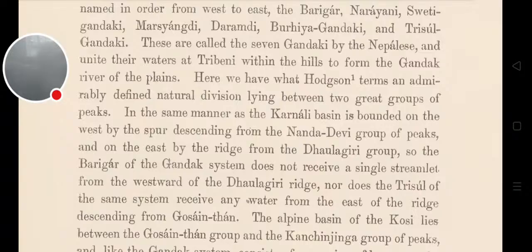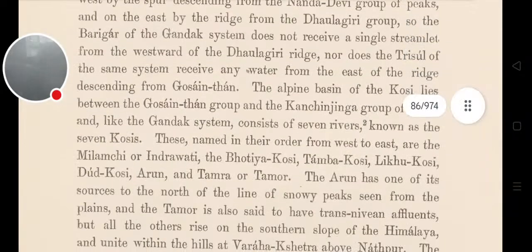In the same manner as the Karnali basin is bounded on the west by the spur descending from the Nanda Devi group of peaks and on the east by the ridge from the Dhaulagiri group, so the Barigar of the Gandak system does not receive a single streamlet from the westward of the Dhaulagiri ridge, nor does the Trishul of the same system receive any water from the east of the ridge descending from Gosain Than.